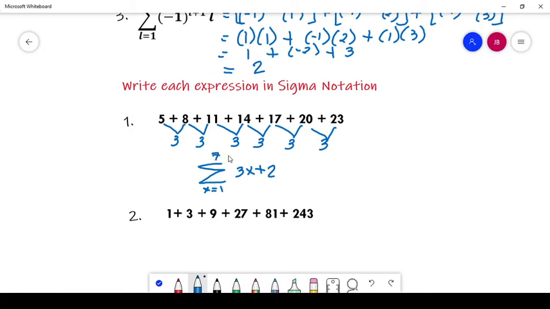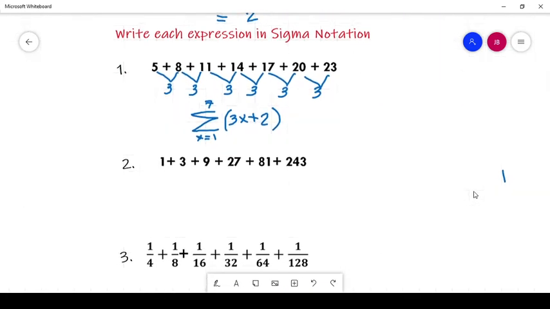Okay? So, now we have the sigma notation given this expression, and that is the summation of 3x plus 2 from x equals 1 to 7. So that's it. Now, let's proceed to example number 2.